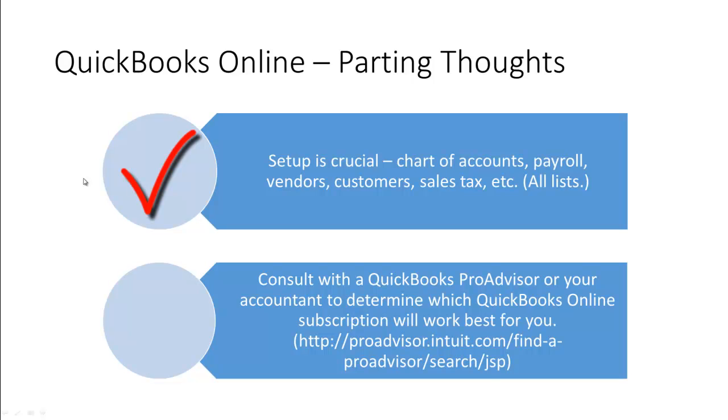So find some help. If you're not familiar with accounting and accounting principles, find some help at least in setting up these lists that are going to be the foundation of your accounting software. You can consult with a QuickBooks Pro advisor or accountant to determine which QuickBooks Online subscription will work best for you. I've provided a website there for you to find a QuickBooks Pro advisor, or you can simply go to Google or your search engine and type in QuickBooks Help, and then type in your zip code, and I guarantee you're going to find a QuickBooks Pro advisor within driving distance that you can pick up the telephone and call and talk to them to get some help on this.